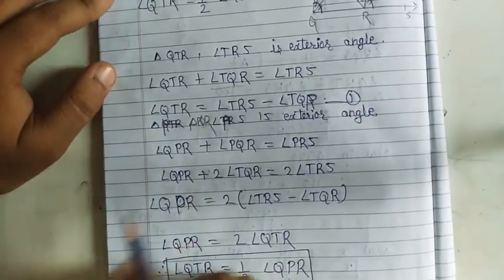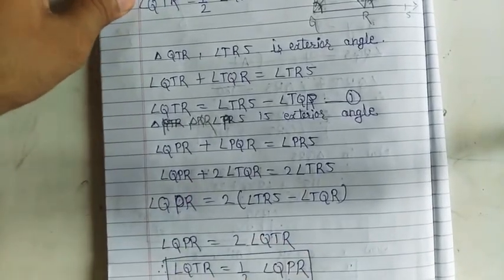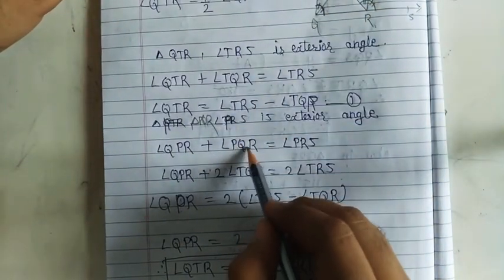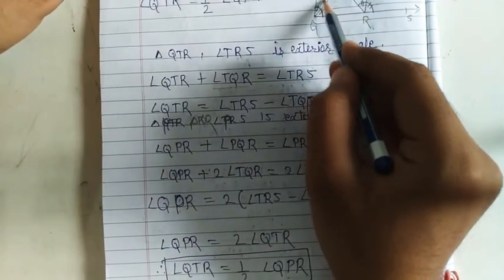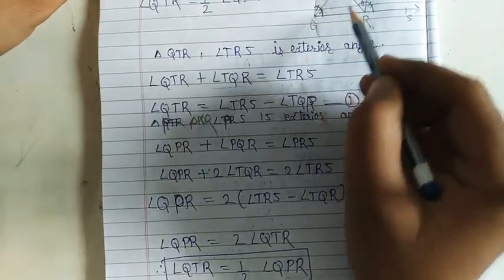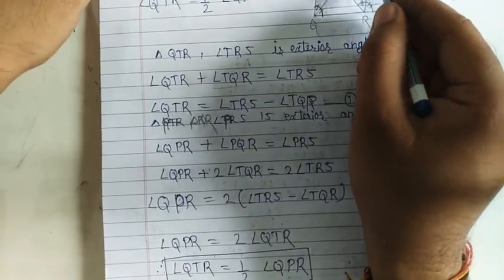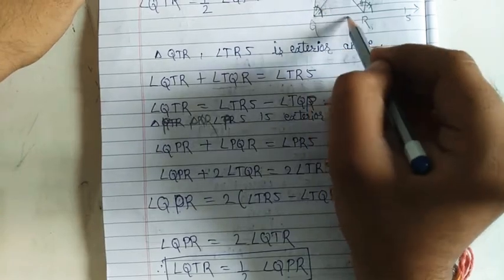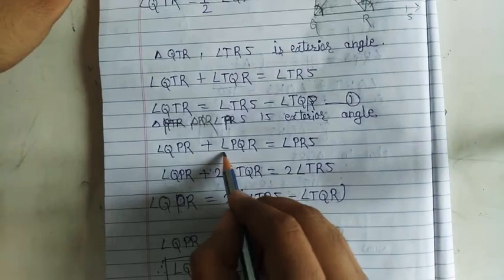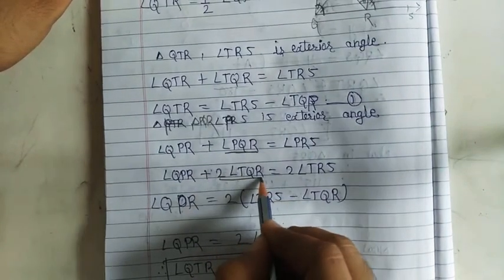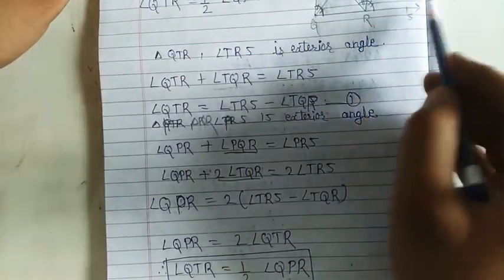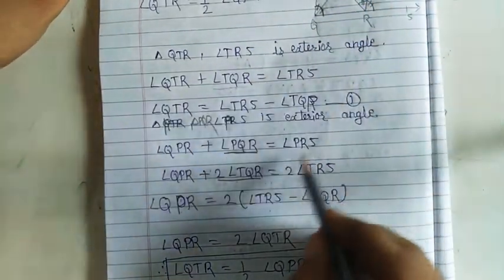Now here, friends, PQR means this angle. So I can write TQR. We can see here TQR is half of PQR. So in place of PQR, I write 2 TQR. And the same here, in place of PRS, we can write 2 TRS.